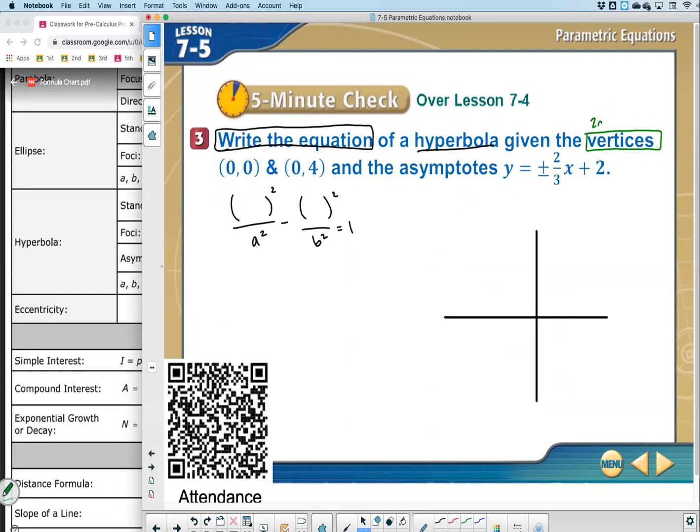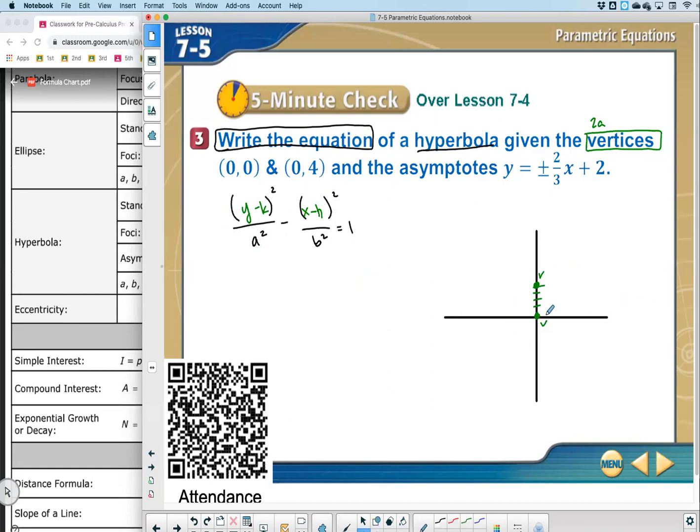Vertices are 2a. So 2a are at 0, 0, the origin. That's a vertice. And 0, 4 is my other vertice. Okay, so 2a, let's make this connection in our brains. 2a is moving vertically. That means for the equation, the a portion, the a fraction is going to move vertically. So this needs the y minus k. This fraction needs the x minus h, because it's the a value that's moving vertically.